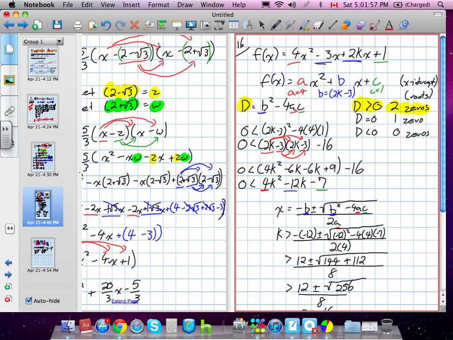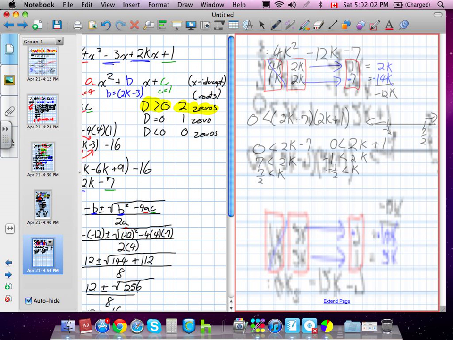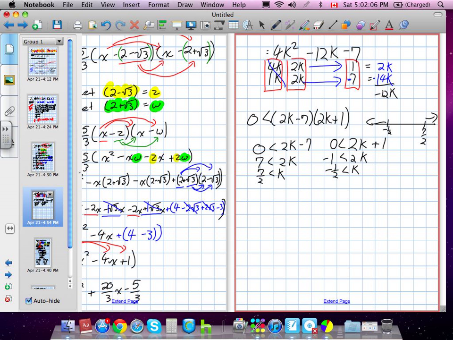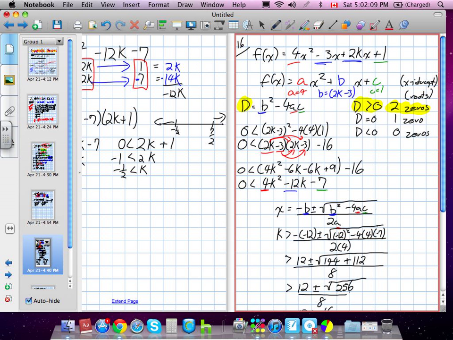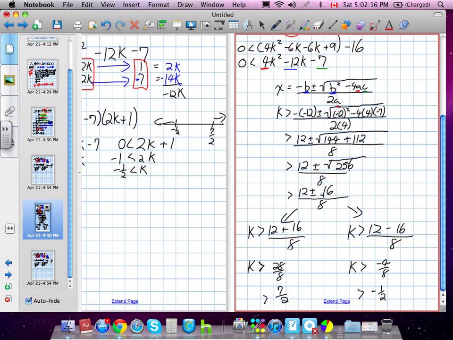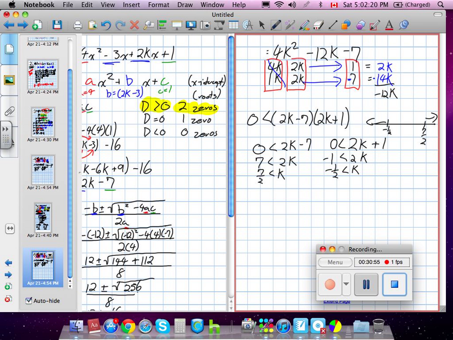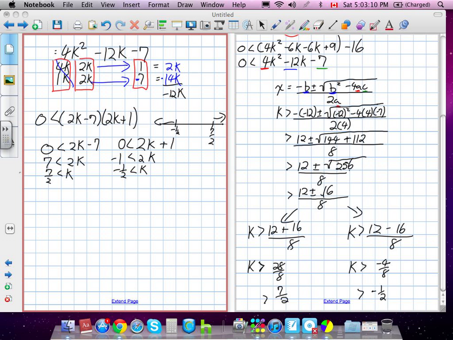So when we do take a look at the both of them together, there we go. When we take a look at the both of them together, they both end up working out. There you go. After the little page issue, 7 over 2 and negative a half, 7 over 2. Whether we do quadratic or factoring, we end up at the same answer in the end.